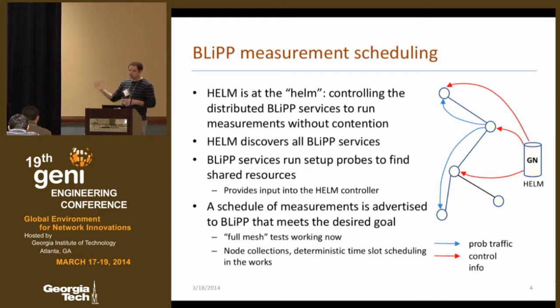So you can have a goal, for instance, to set up a full mesh of tests with the condition that none of the tests will intersect over shared resources. And the idea here, of course, is that the Helm controller will run on the global node and basically manage the schedule and update them in real time to the BLiPP instances that will collect them. So this is something that we've prototyped, and it's working, and we actually have the developers here in the room.